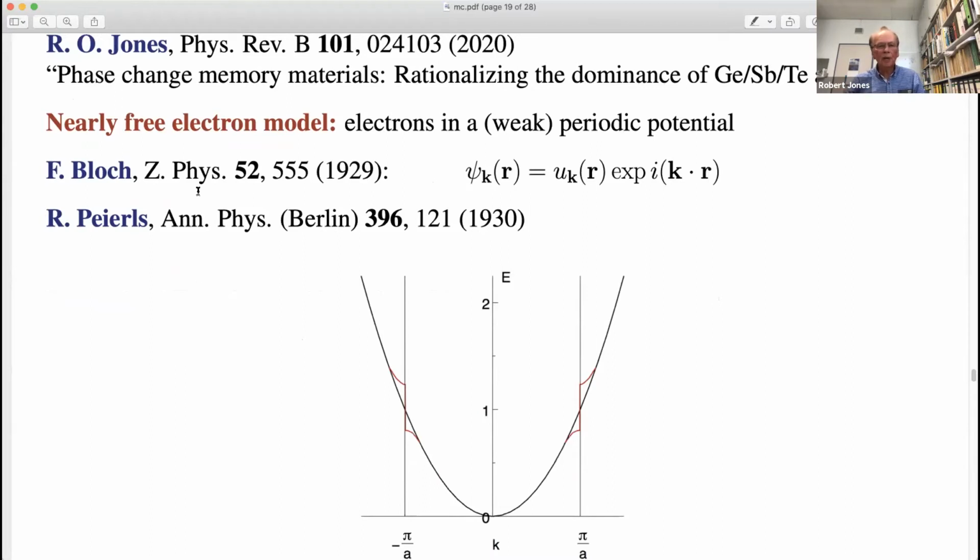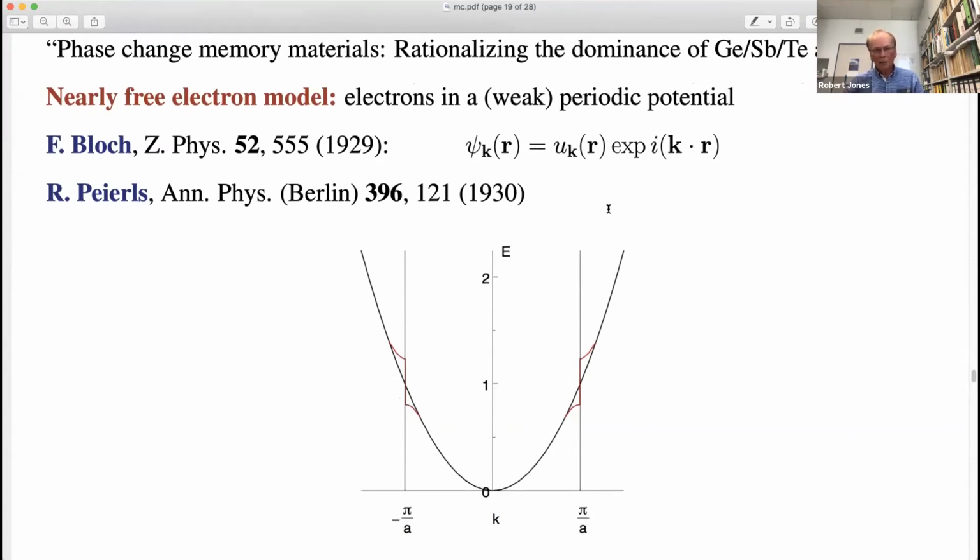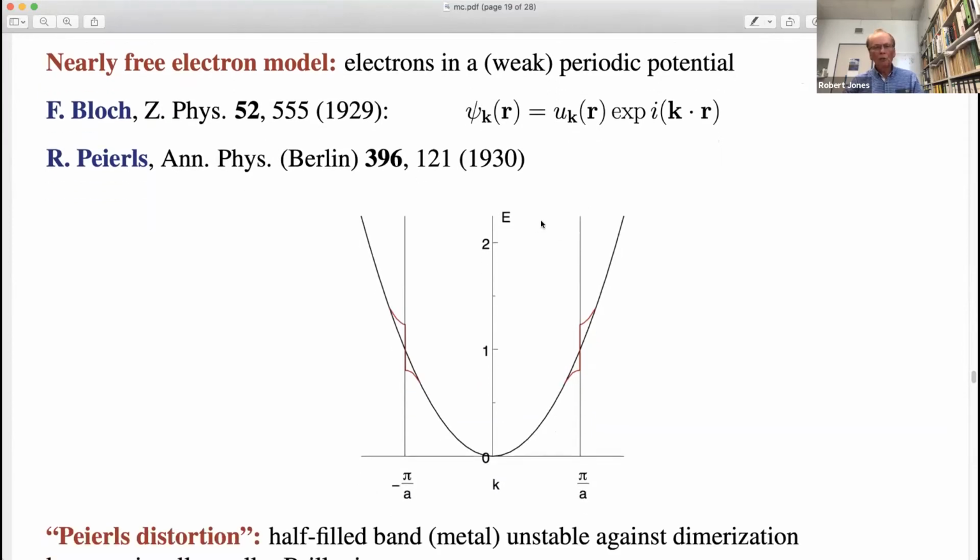And the nearly free electron model goes back to 1929-30, where Bloch wrote the wave functions in a periodic system in terms of the famous Bloch functions. And the important feature here was the wave vector of these wave functions, and the wave vector he used as a means of describing the states. Peierls, just a year later, introduced a weak periodic potential.